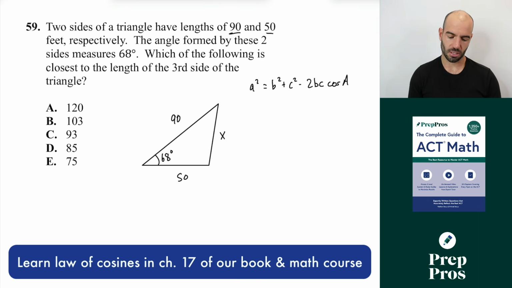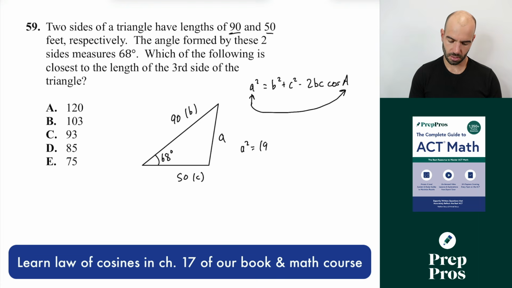Now, this is our law of cosines. The way it works is this a value out front represents the side length, and that one is opposite the one that's in the angle. So here, we can think of the x here as like our a value, and we can think these other sides here are like our b and our c values in the equation. So if we set this up, it'll be a squared equals 90 squared plus 50 squared minus 2 times 90 times 50 times the cosine of 68 degrees.